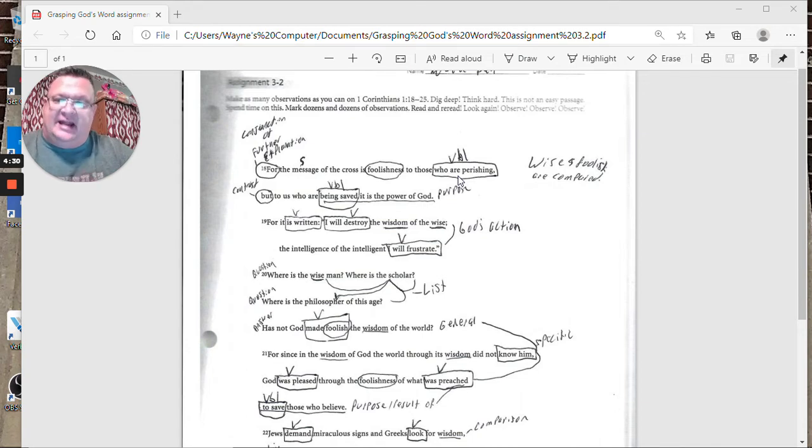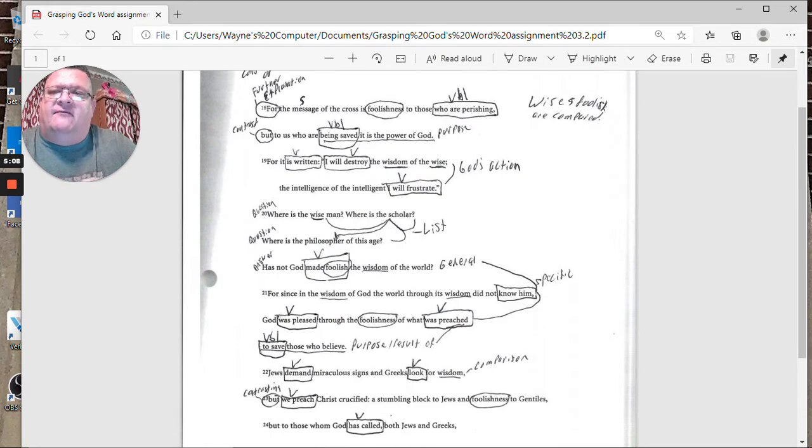Now an infinitive, the main kickoff to identify an infinitive in the English, is let's go down here to verse 21, and you'll see to save. So when you see to with a verb, it's an infinitive. It's an infinite verb. Let's read it here. It says that God was pleased through the foolishness of what was preached to save those who believe. So to save, that infinitive is really completing the thought of what was being preached. What is the purpose of preaching? The purpose of preaching is to do what? To save. So it's complementary, if you will. And that's the difference between a verb and a verbal.